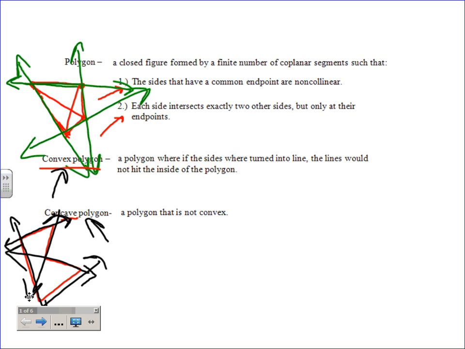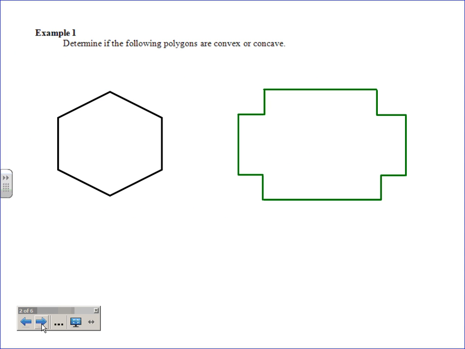But I think you get it, don't you? My insanity there. Determine if the following polygons are convex or concave. So what do you think? If I turn these, well, what is this? A 1, 2, 3, 4, 5, 6 sides. What's that called again? That's a hexagon, right?